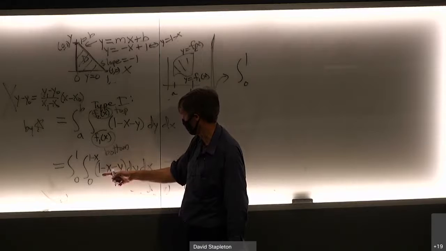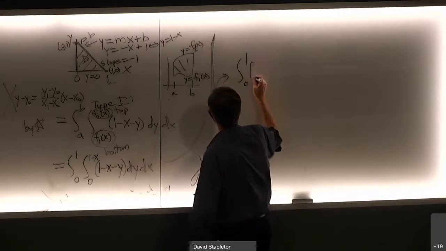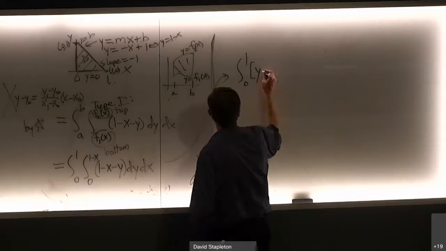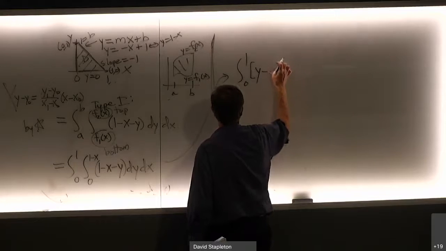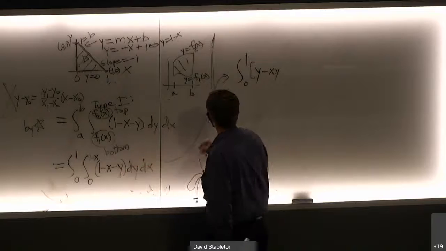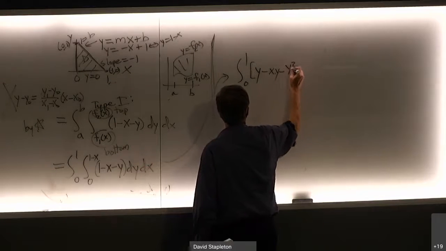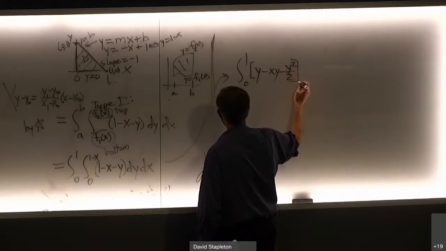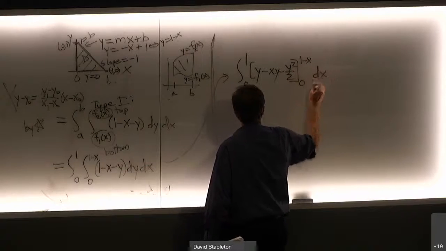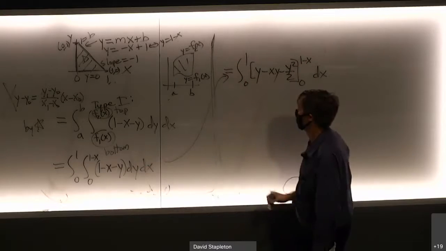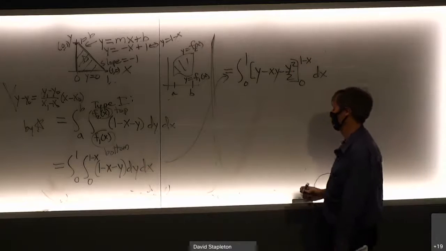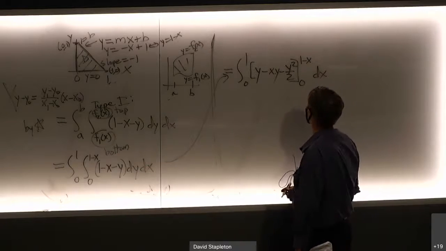Treating x as a constant, the integral of 1 with respect to y is y. The integral of minus x is like minus c, so it's minus c times y, where c is x. Minus x times y. And the integral of y is y squared over 2. And we're going to plug in the two endpoints, 0 and 1 minus x. Then I'll have to integrate with respect to x. So that's the partial integral, treating x as a constant.